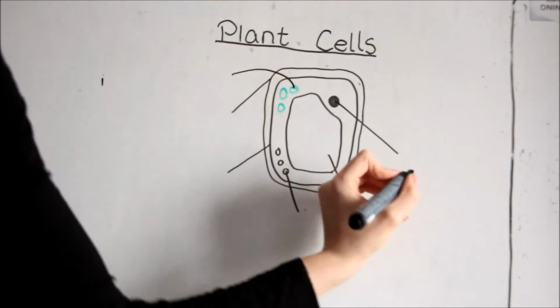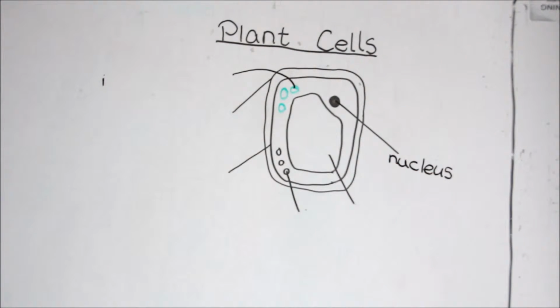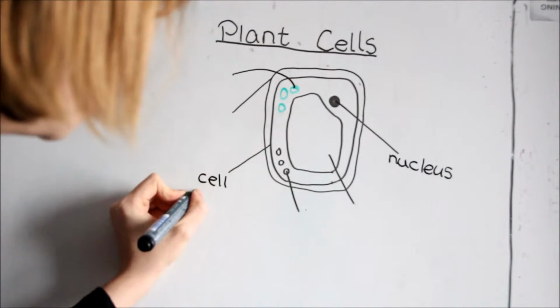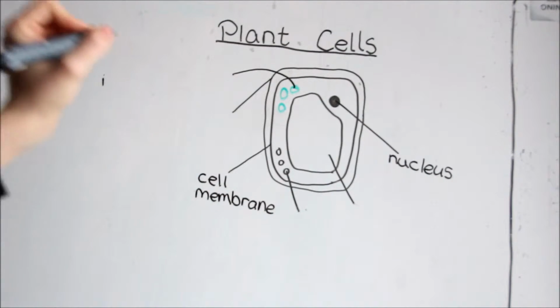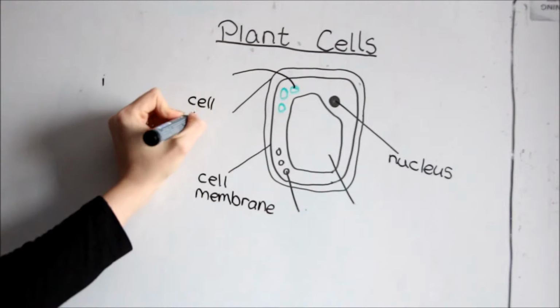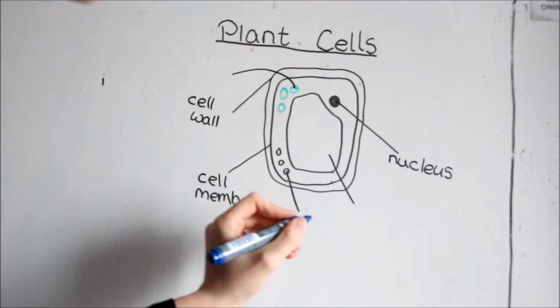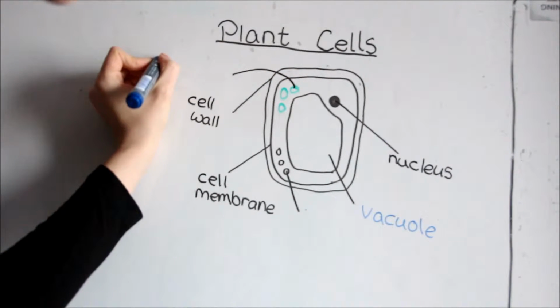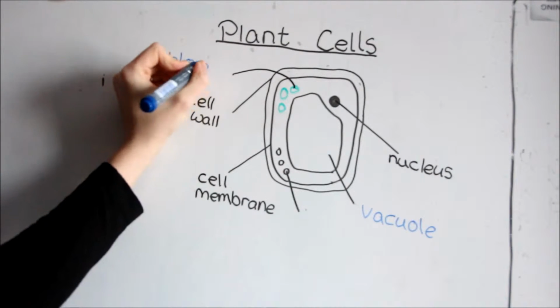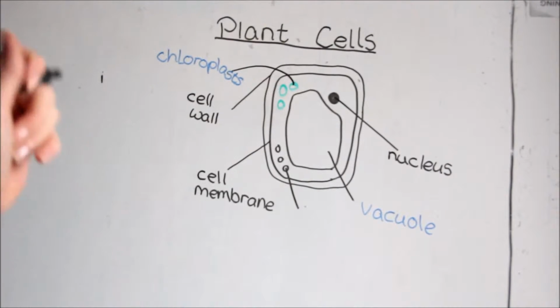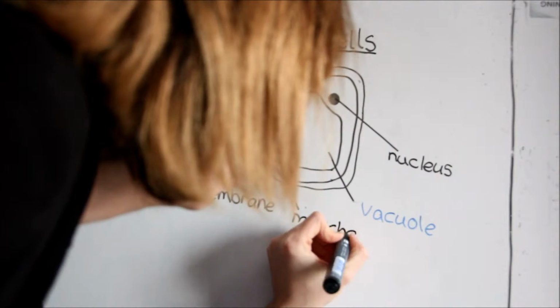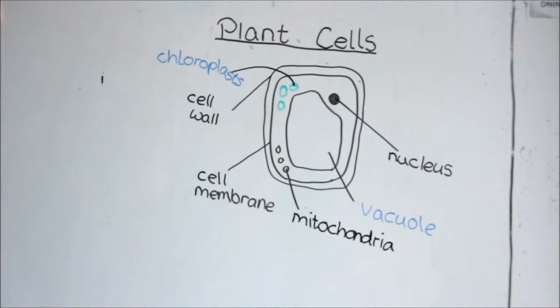Anyway, so give yourself a tick if you got nucleus. And give yourself a tick if you got cell membrane. Give yourself another tick if you got the cell wall. And give yourself a tick if you got the vacuole. And another one if you got the chloroplasts. And give yourself another tick if you got the mitochondria.